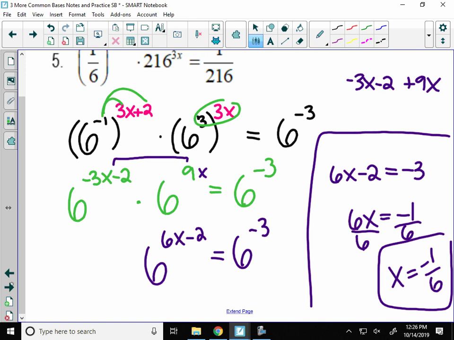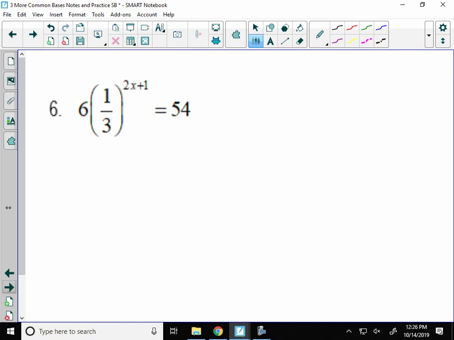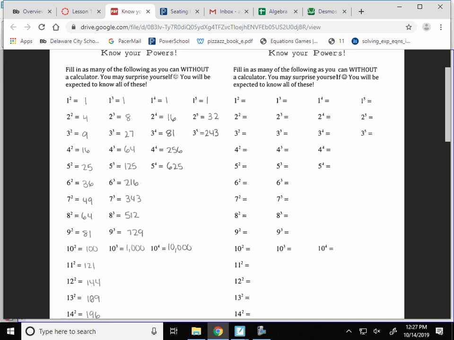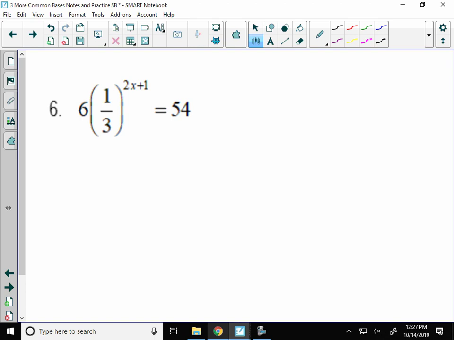The last one's different. This is 6 times 1/3 to the 2x plus 1 equals 54. What's the common base between 6, 3, and 54? Nothing, you're right. I don't see 6, 3, and 54 on there. So this is still a common base problem, but I have to come up with another way to make common bases. So think about it for a minute. I have 6 times something. Can I maybe rewrite the right-hand side to be 6 times something? 6 times what? What is 6 times what is 54? 9. Does 9 have a common base with 1/3? What is it? 3.